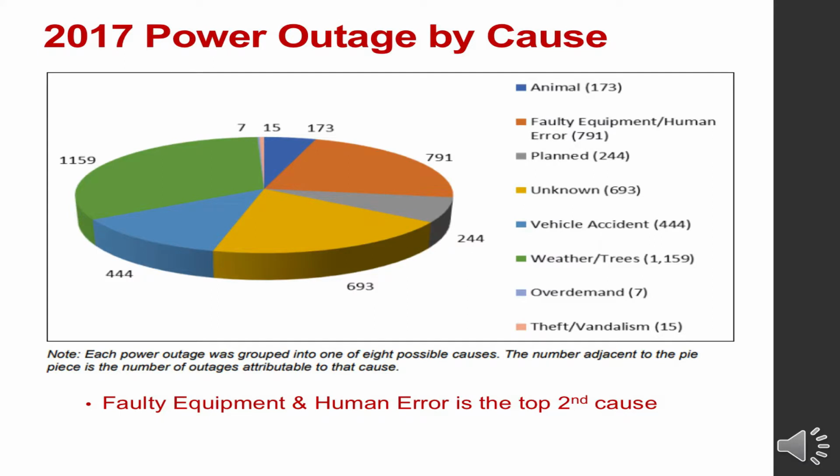So this chart shows the power outage cause by type for the year 2017. The key point I would like you to highlight in this slide is while the weather or trees was number 1 cause, which led to 1,159 outages, interestingly, the second top leading cause, which resulted in 791 outages, are caused by either faulty equipment or human error. It's pretty interesting that the equipment and the human error is the top second cause for all the outages. So let's go to the next slide.